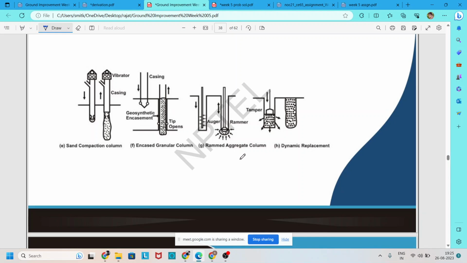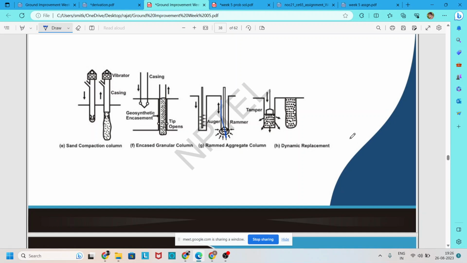The seventh one is the rammed aggregate column. Here we can use a reverse flight auger. By this auger, we replace or remove the problematic soil. After removing the problematic soil, we place some good materials, and after that, by hammering or ramming, we improve it, and a column or composite material type is created.